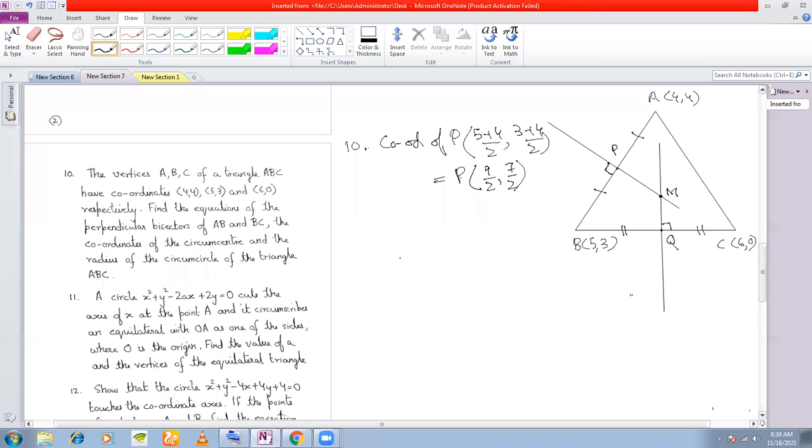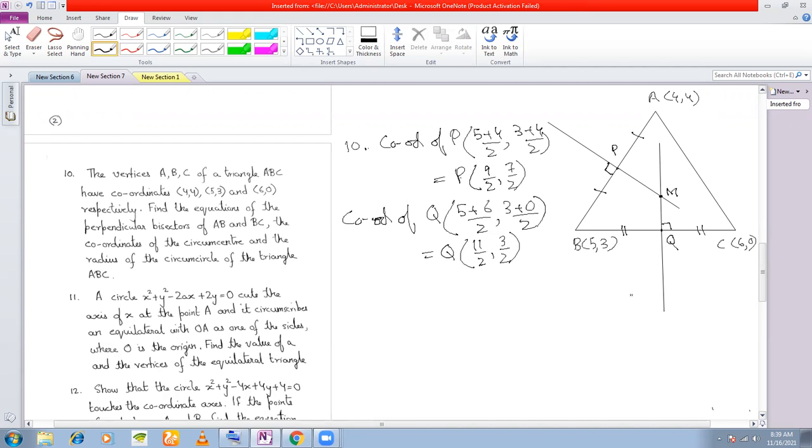Okay. Similarly, we can find out the coordinates of Q. What are the coordinates of Q? 5 plus 6 by 2 and 3 plus 0 by 2, which is equal to Q (11 by 2, 3 by 2). Okay. Now, how do you find out the equation of the perpendicular bisector through P?